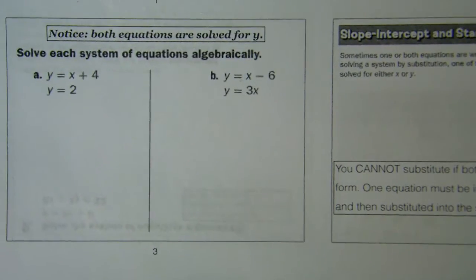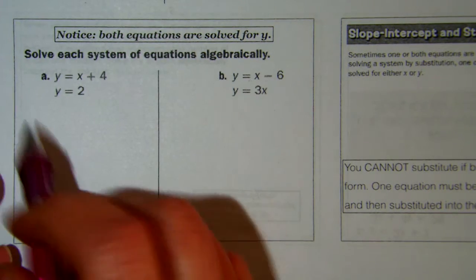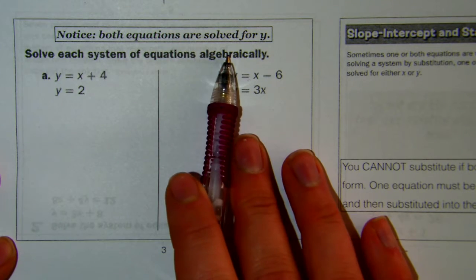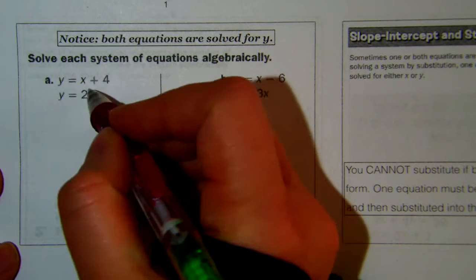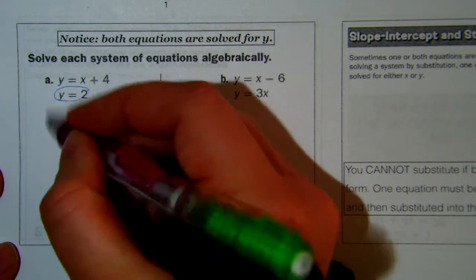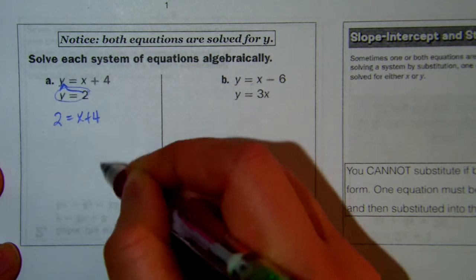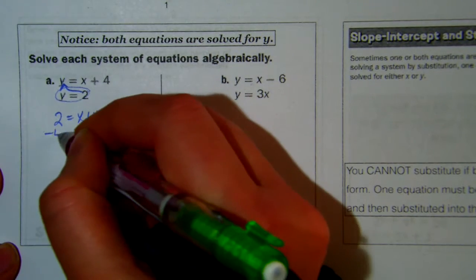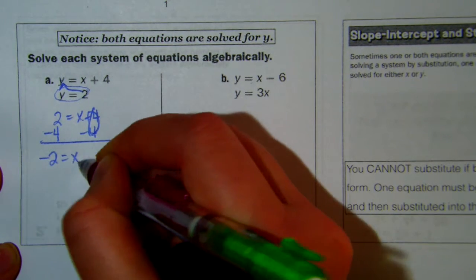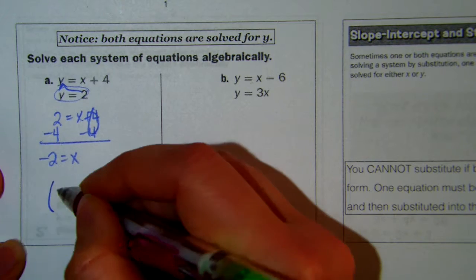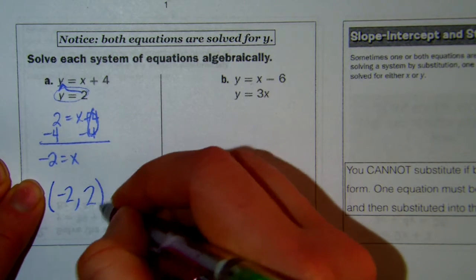Moving on to slide 3. It says, notice that both equations are solved for y. This is really nice. So y is equal to something. It says solve the systems algebraically. Well, y is equal to x plus 4, and y is also equal to 2. So y is 2, and I can just plug that in right here. 2 is equal to x plus 4. To get x by itself, I would subtract 4, and I would get negative 2 equals x. My answer should be an ordered pair. The x value is negative 2, and the y value just comes from our equation up at the top, 2.